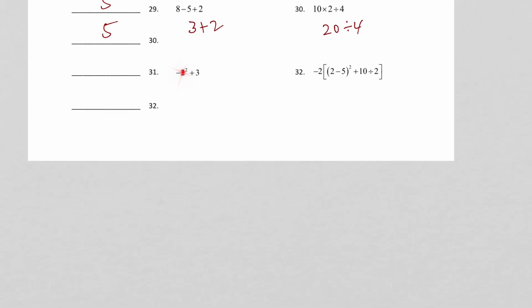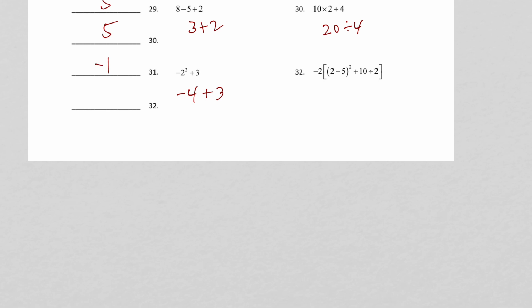Be careful because there's no parentheses here, so the negative is not on the base. So we square the positive 2 and get 4, and then we tack on the negative and we get negative 4. The signs don't match, so we subtract, and we keep the sign of the bigger number. So it's a negative 1.